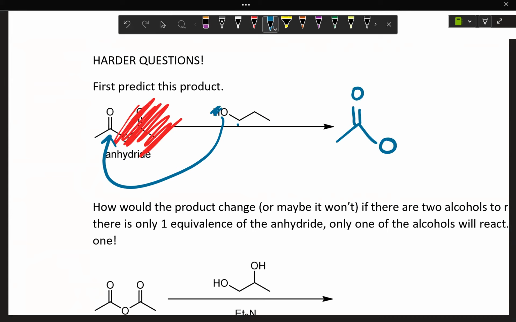So if we draw the result of that, we're going to keep one of the carbonyls, going to add on that oxygen, and we have 3 carbons here. So we should have 3 carbons here as well. So we went from an anhydride to an ester. Pretty simple.